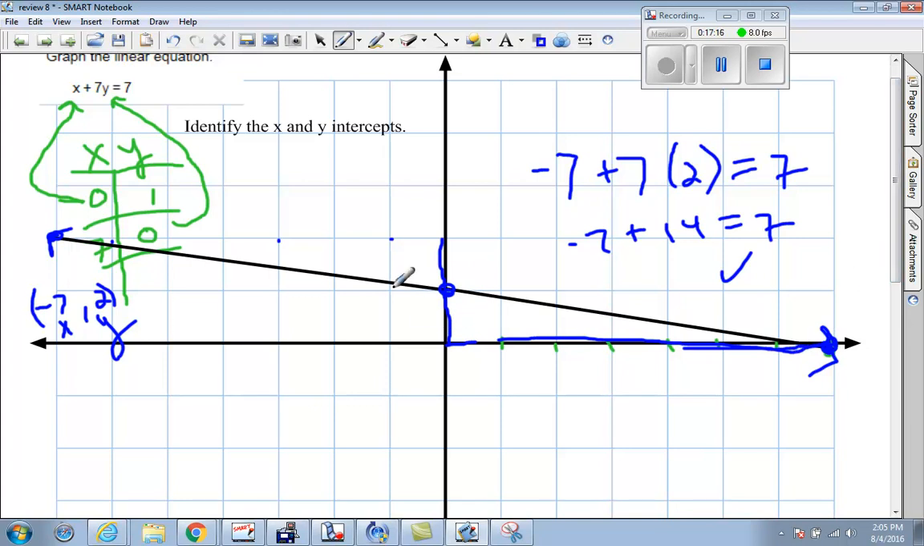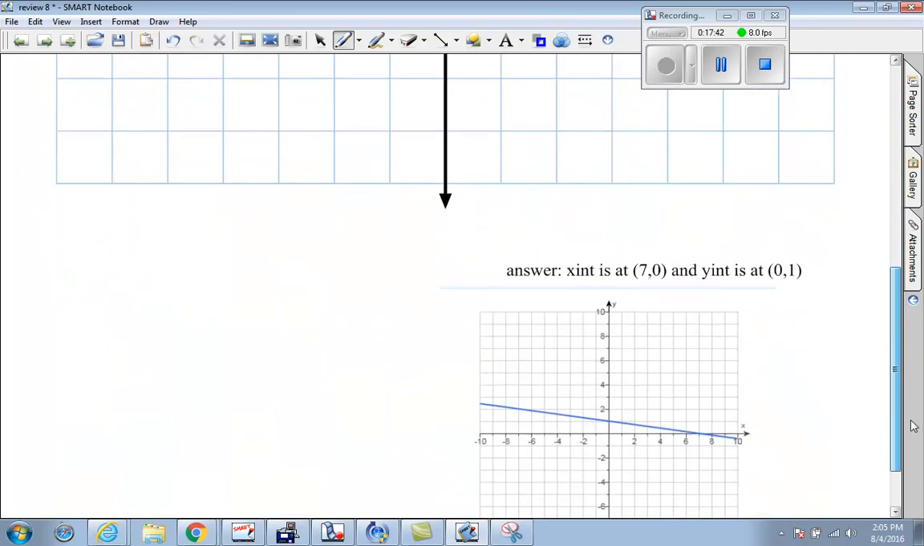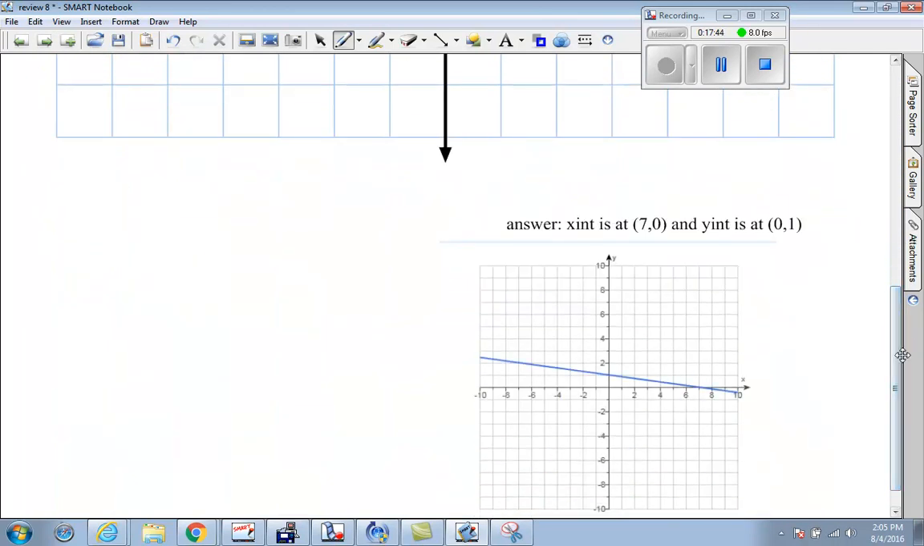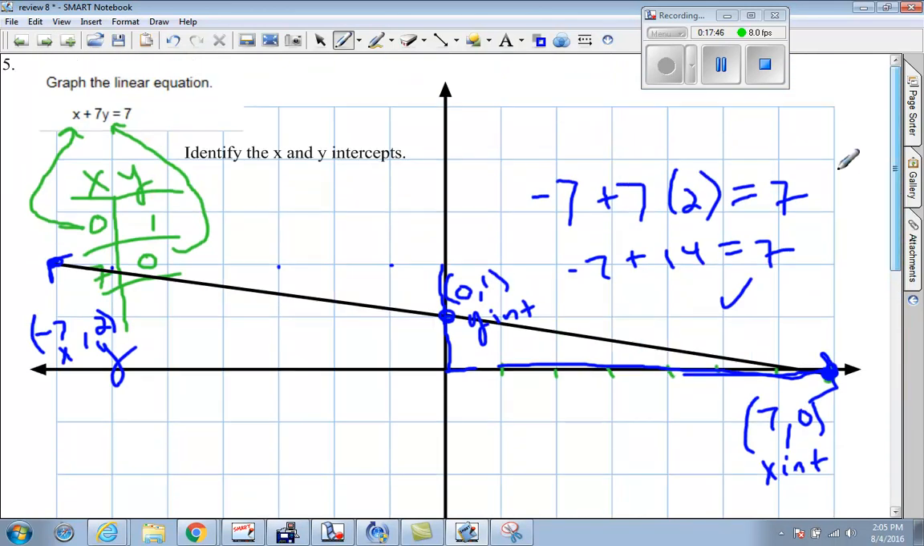Oh, and it says identify the x and y intercepts. Well, let's lay a claim on them. This point here is obviously the y-intercept, so that's 0, 1. And again, I'm just going to reiterate, y-intercept. And this point here, 7, 0, x-intercept. Okay, let's head to the next one. Oh, and obviously, I have the solution pasted down here.